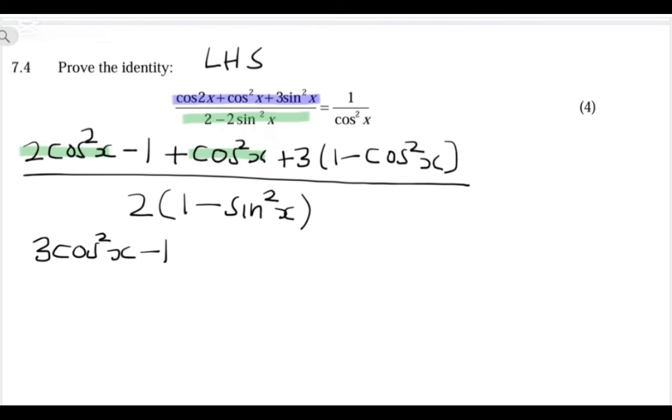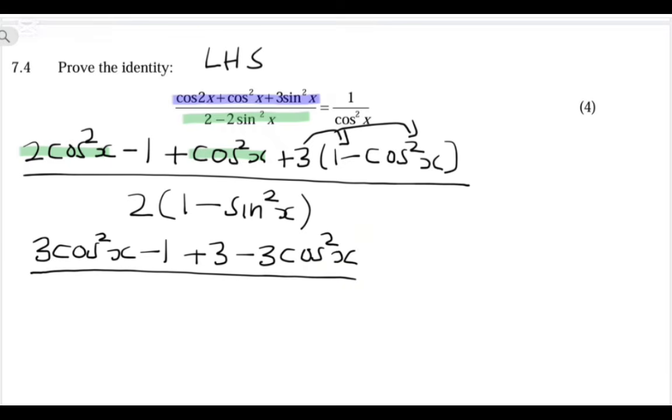And then this one we can just distribute here and also here. And then we're going to have plus 3. And then 3 multiplied by negative cos squared gives us negative 3 cos squared x, divided by 2. So this is the same as what? As cos squared x.